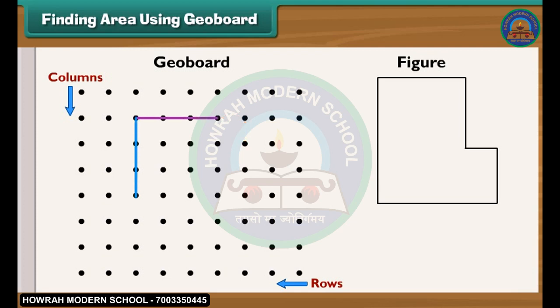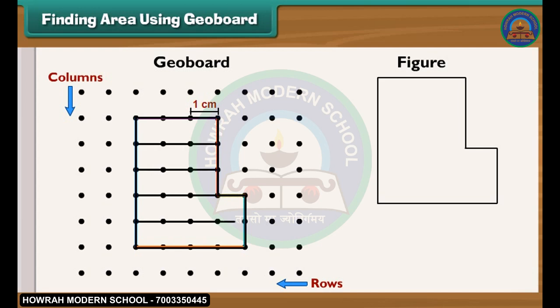First, draw 5 lines of lengths 5 centimeter, 4 centimeter, 2 centimeter, 1 centimeter and 1 centimeter on paper as shown in the figure. The distance between any two adjacent dots in the geoboard is 1 centimeter. Join the dots to create a closed figure. Now join all the dots inside the figure horizontally and vertically to form square blocks as shown in the figure. It is now time to count all the square blocks.